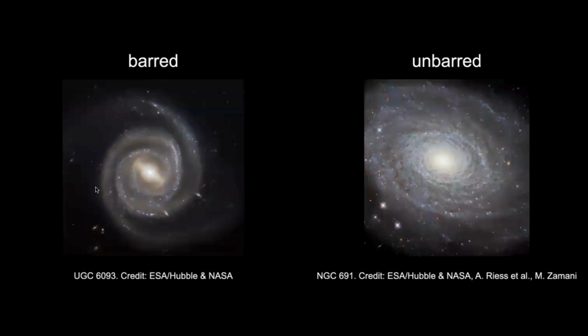Here is another example. On the left we have a barred galaxy. Here I highlight the bar. You can see again this cigar shape, and surrounding it you see the spiral arms. And on the right instead you see something which is more axisymmetric and remains axisymmetric down to the center.